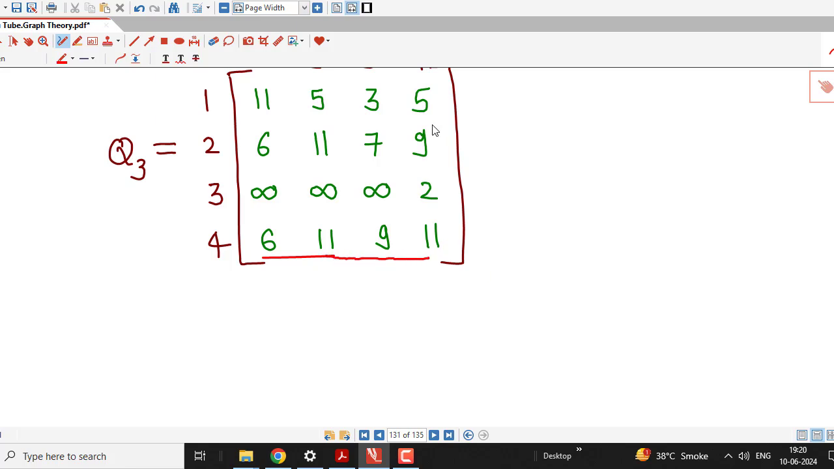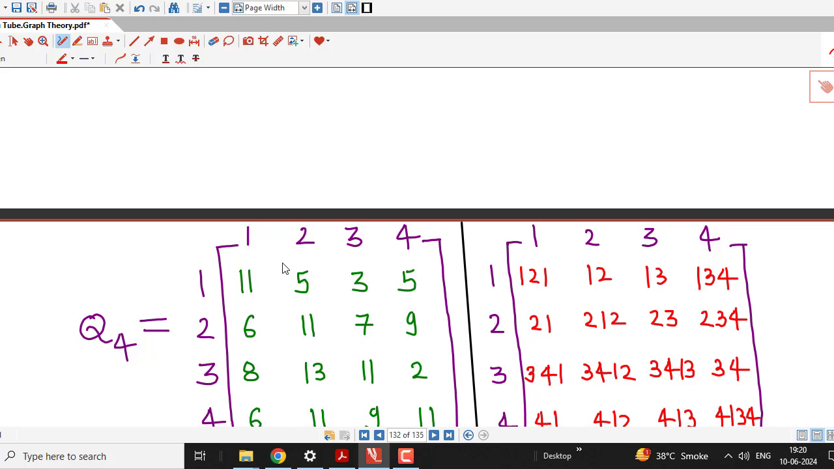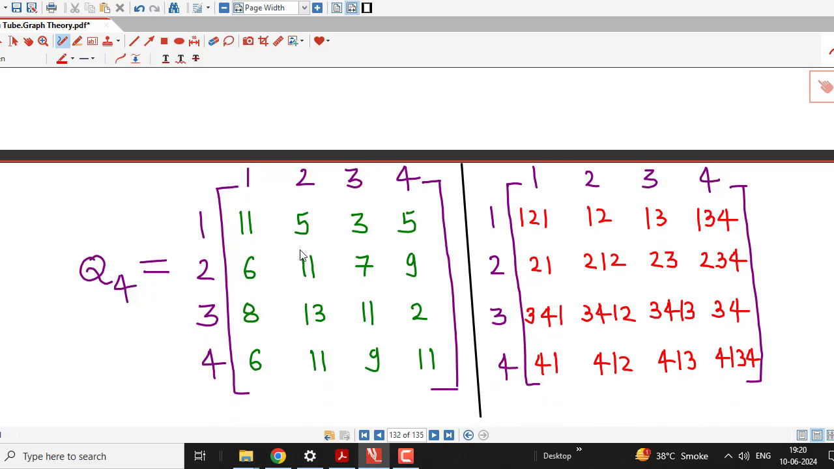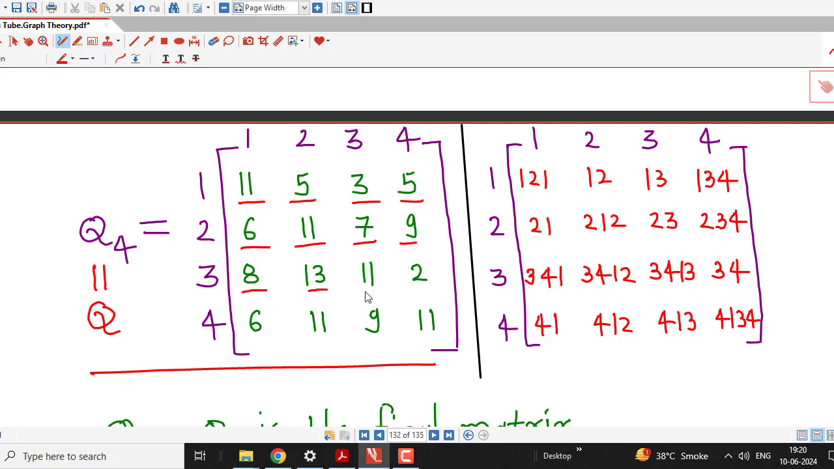And what we will do in Q4, we will keep the fourth row and fourth column of Q3 as it is, and the remaining entries will be obtained by using that formula of Warshall's algorithm. So after using that formula, I obtain this Q4, and because I have 4 vertices, this is my required matrix whose entries are lengths of the shortest path between vertices of a given graph.